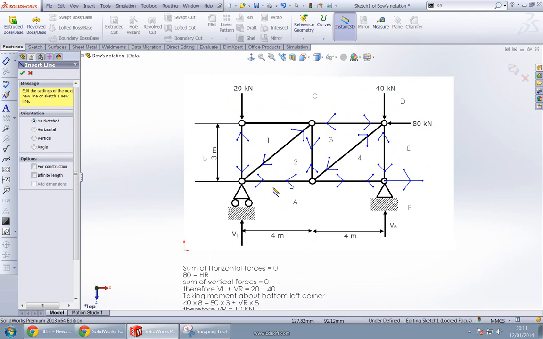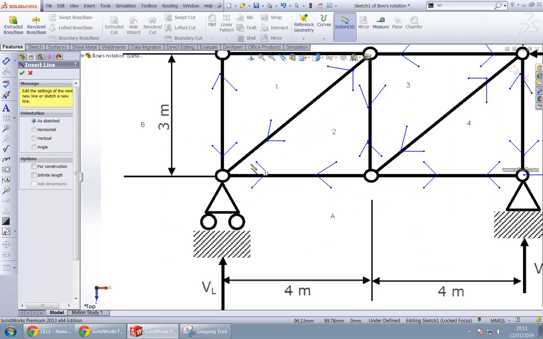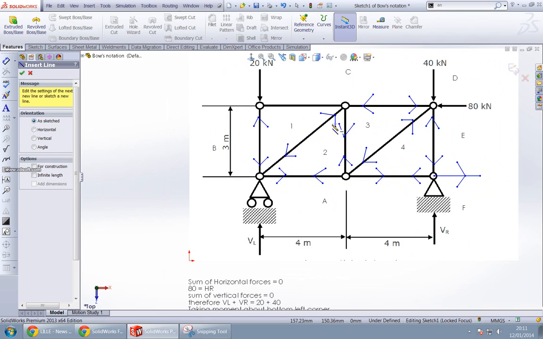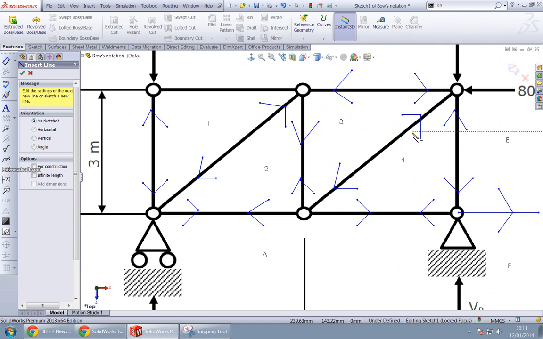So we got all our force directions. The forces which are arrowing towards each other are tensile, and the ones opposing each other are compressive. So this is compressive, compressive, compressive, tensile, tensile, tensile.